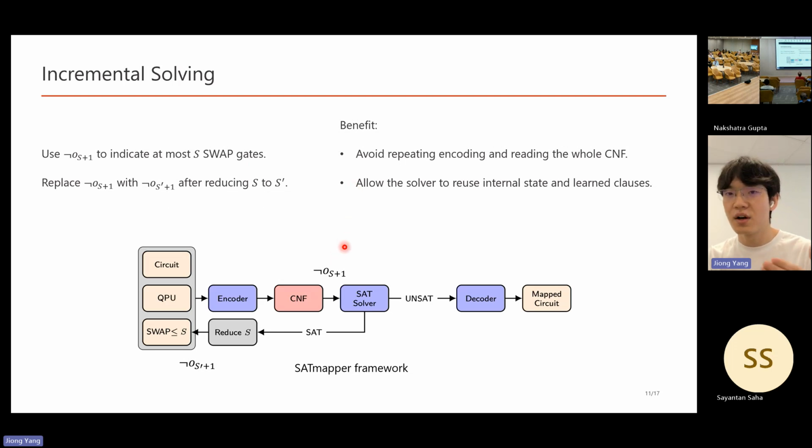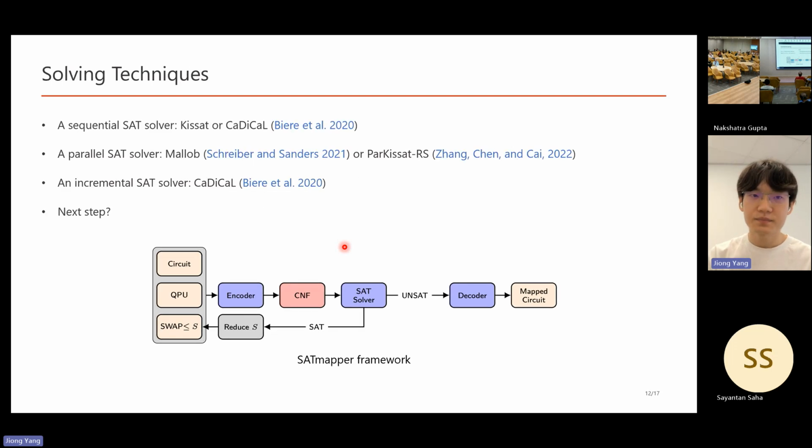It also allows the solver to reuse the internal state and learn clauses from the previous call to reduce overall runtime across iterations. So finally, we can use any state-of-the-art incremental SAT solver like Cadical to solve it. And it indeed showed promising improvement in our empirical evaluation. Now, given the improvement from parallel and incremental solving individually, we may wonder whether the SAT mapper can benefit from the best of both worlds by combining incremental and parallel solving.